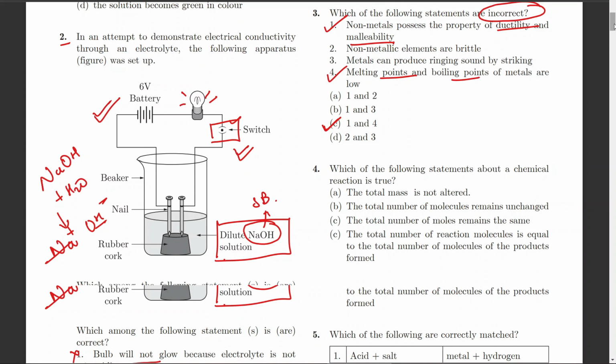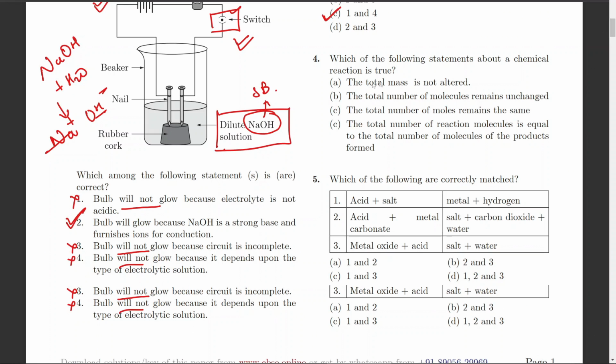Coming to the fourth question, which is, which of the following statements about the chemical reaction is true? First one, total mass is not altered. Second, total mass of molecules remains unchanged. Third, total number of moles remains the same. Fourth, the total number of reactant molecules is always equal to the total number of molecules of product. So you have to select the correct option. Which one is true?